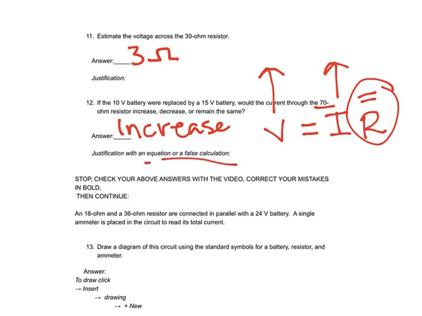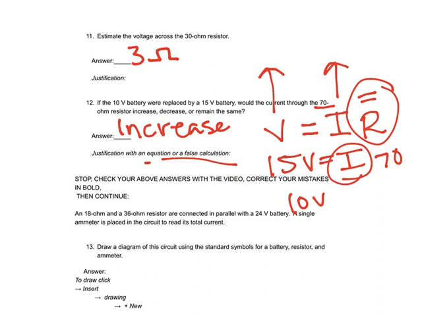And that's why I said equation or false calculation. So you could have plugged in 15 volts and found the current, and then done 10 volts and found the current. And hopefully you can see that 10 divided by 70 is less than 15 divided by 70, so that's an increase. Hopefully you have done this. Stop, go back, look at your mistakes, see what you need to fix, and move onward. Come back to me after you've done, I think, through 17.